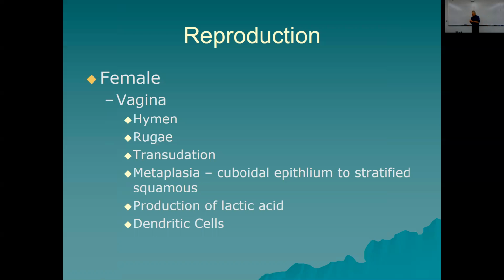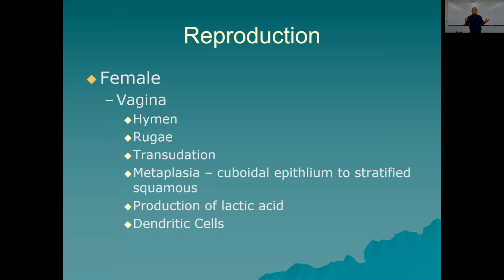Production of lactic acid: the vagina is usually an acidic environment. And that's actually not good for sperm. Sperm don't like acid. That's one reason why you need hundreds of millions of sperm, because some of them are killed by the acid conditions. Semen is sort of a little basic, and it helps a little bit.